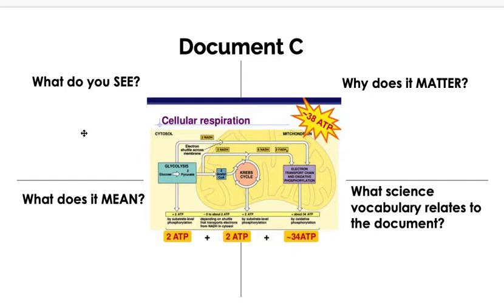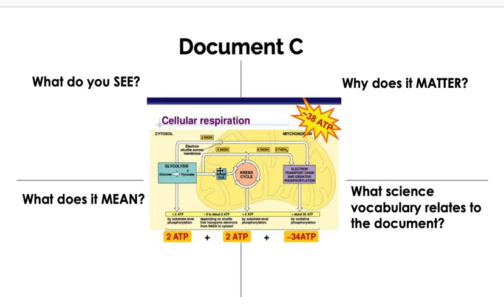And in document C, obviously this is a diagram of cellular respiration. In this document, you can see that there are two processes that happen in the mitochondria here. This is the mitochondrion. And then the cytosol is the cytoplasm. It's not, cytosol is part of the cytoplasm, okay?